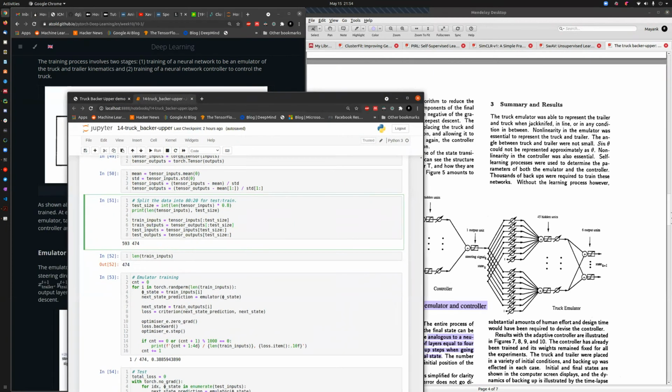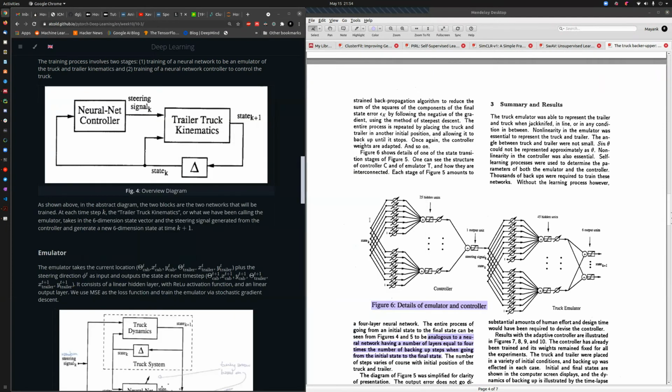This is with respect to the... Let me try to annotate. These are the 6-dimension state. So these are the signals that are propagating.